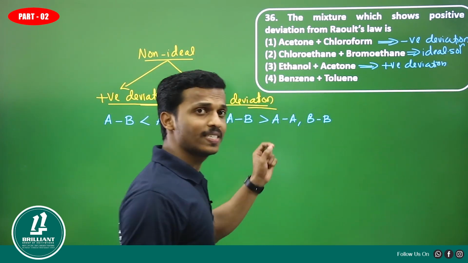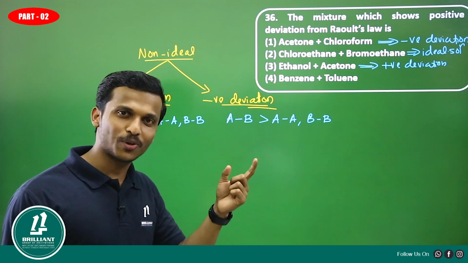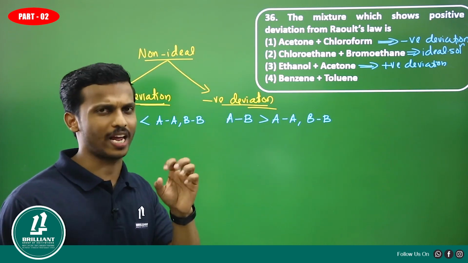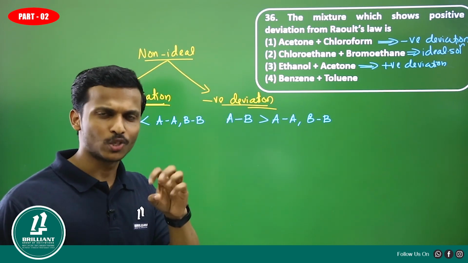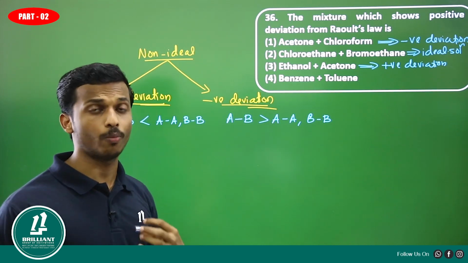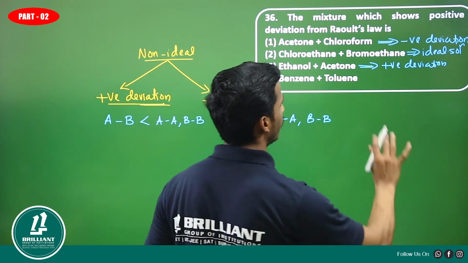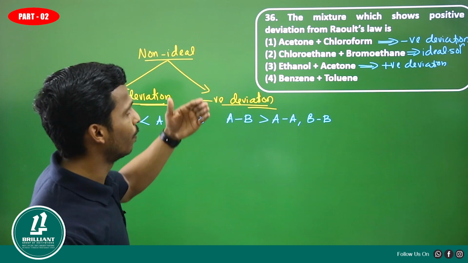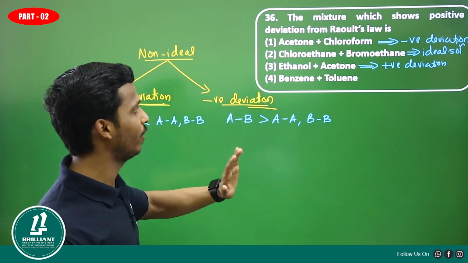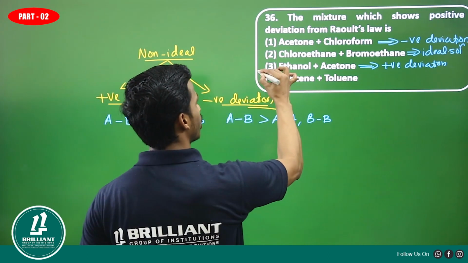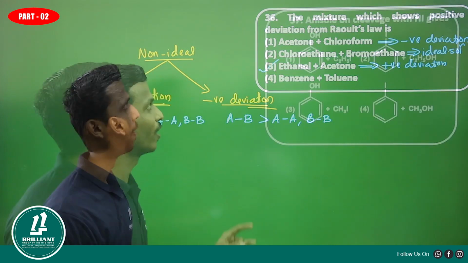What about benzene and toluene? Benzene and toluene have almost similar molecular mass. So we can consider that they also form which one? Ideal solution. So what is the answer? The mixture which will show positive deviation, the answer is which one? The mixture ethanol and acetone.